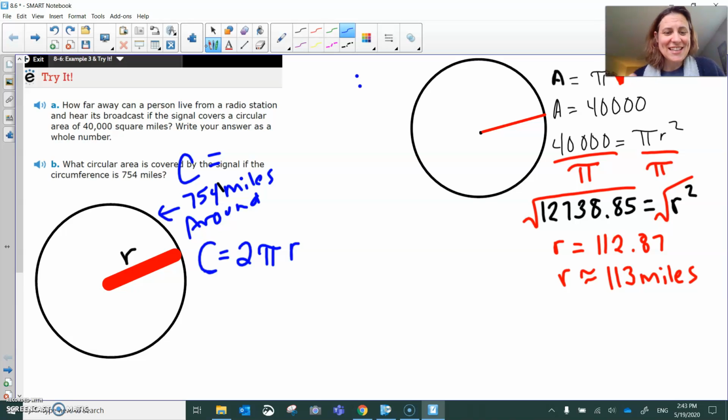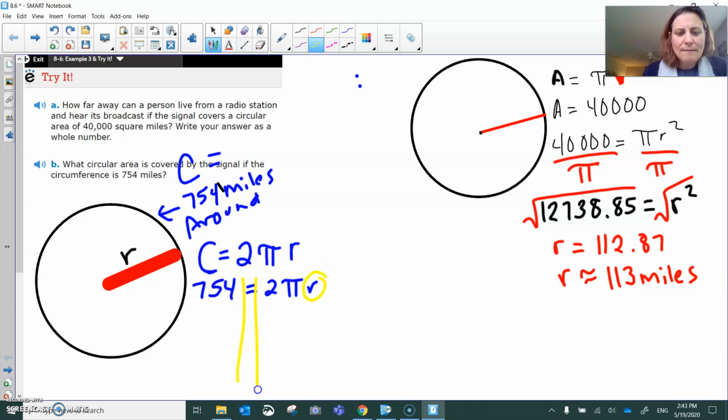So I need to find the radius. I know that the circumference is 754. I know I'm trying to solve it for r. And I know through all the things we've been doing that the easiest thing to do first to get r by itself is to divide both sides by 2. 754 divided by 2 is 377. And then I should take that 377 and divide it by pi.